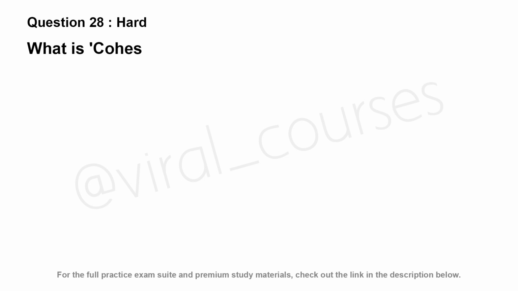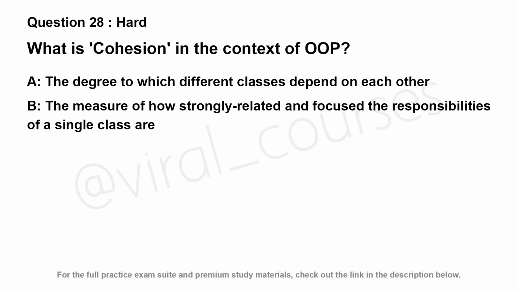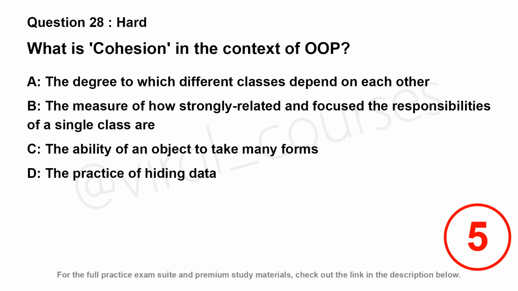What is cohesion in the context of OOP? Option A. The degree to which different classes depend on each other. Option B. The measure of how strongly related and focused the responsibilities of a single class are. Option C. The ability of an object to take many forms. Option D. The practice of hiding data.